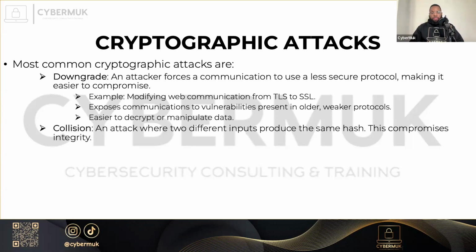Another type of cryptographic attack is a collision. So what is a collision? This is an attack where two different inputs produce the same hash. This will compromise the integrity of the application or the system in place. So among cryptographic attacks, collision is a very dangerous attack if a collision is found.